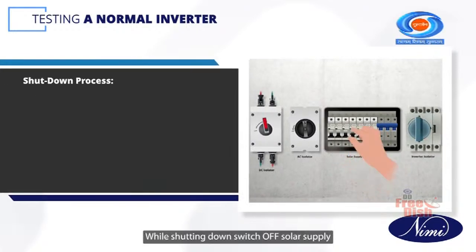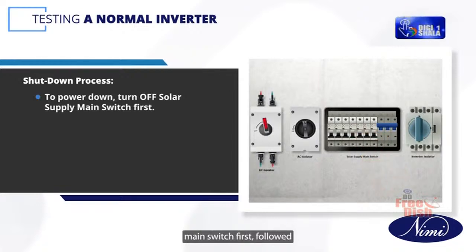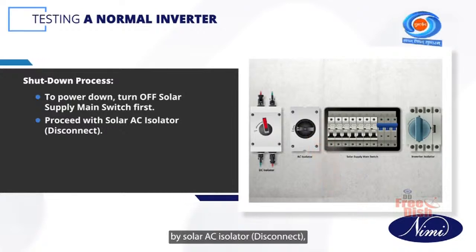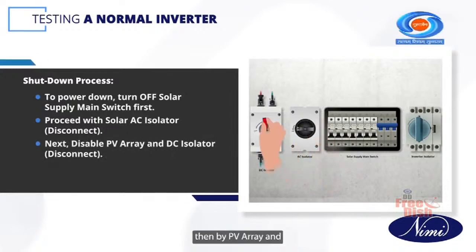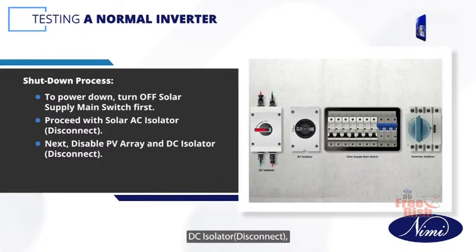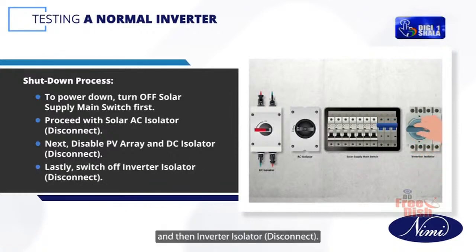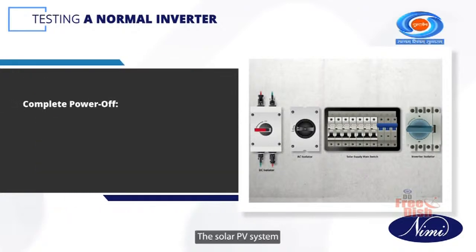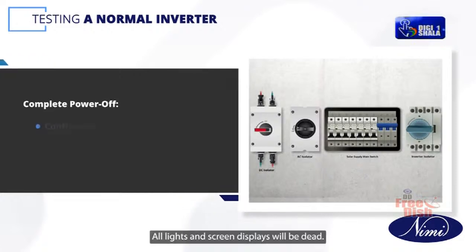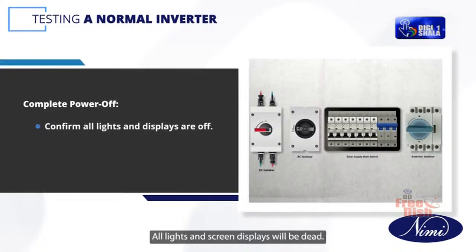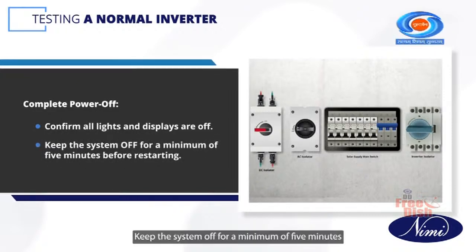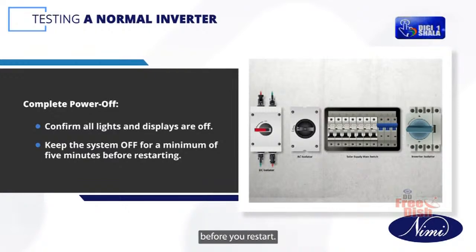While shutting down, switch off solar supply main switch first, followed by solar AC isolator, disconnect, then by PV array and DC isolator, disconnect, and then inverter isolator, disconnect. The solar PV system should now be completely switched off. All lights and screen displays will be dead. Keep the system off for a minimum of 5 minutes before you restart.